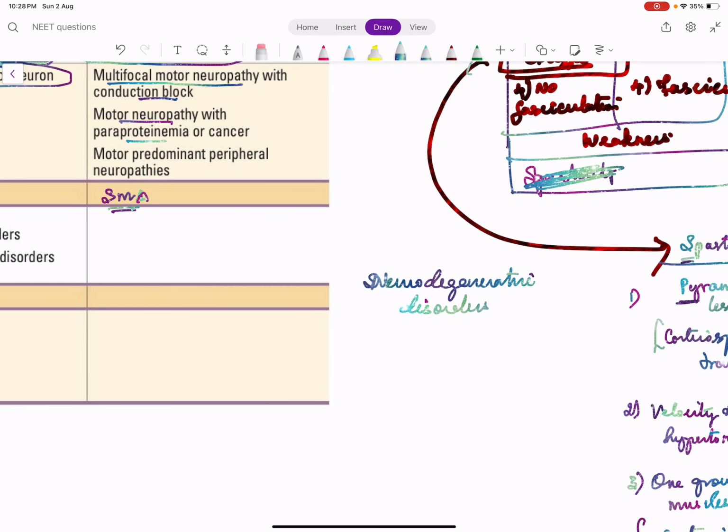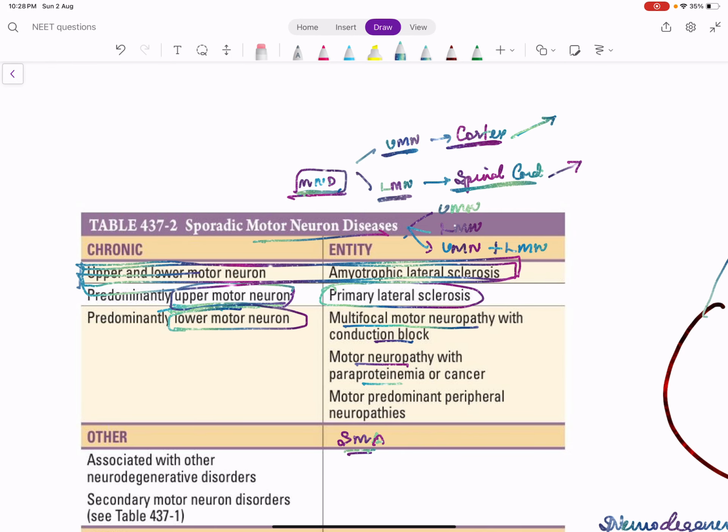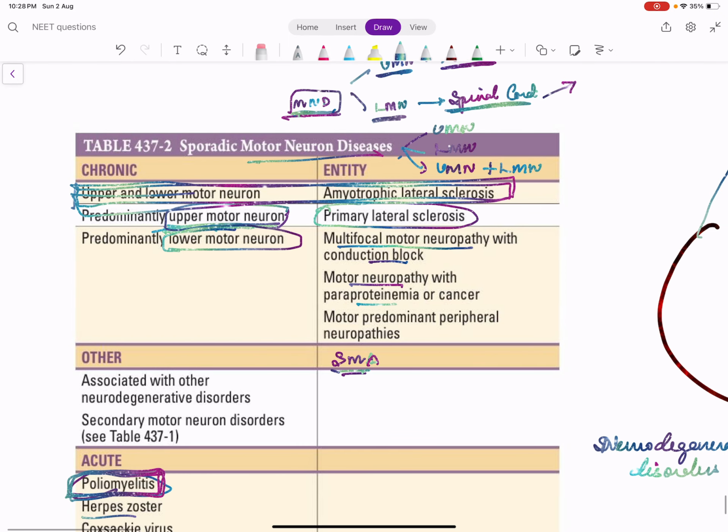So while you are revising these diseases, just remember the basics. Lower motor neuron lesions, how will they present? They will present with flaccidity, weakness, and wasting. So if you think of spinal muscular atrophy, it's a predominantly lower motor neuron type of motor neuron disease, so all those features will be present. If you think of primary lateral sclerosis, how does it present? It presents with weakness, but there will be spasticity, hypertonia, increased reflexes, etc.